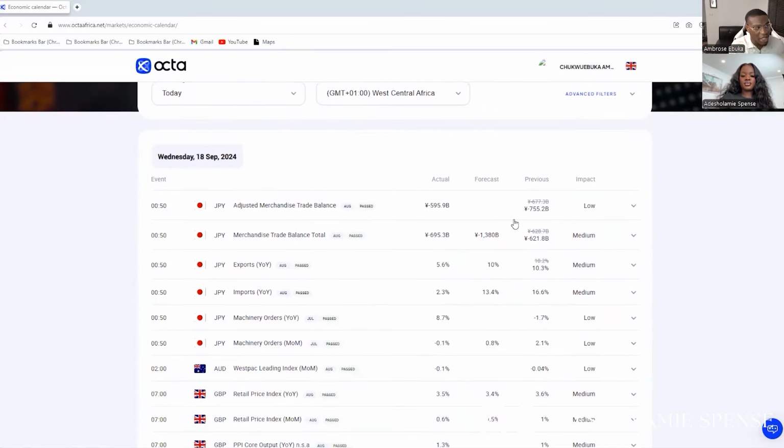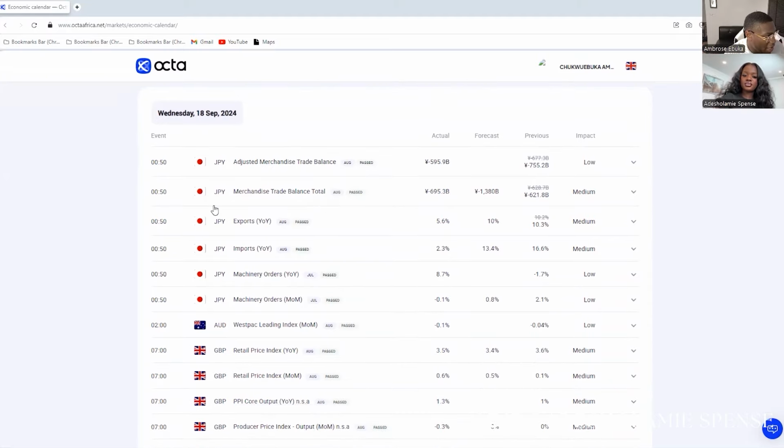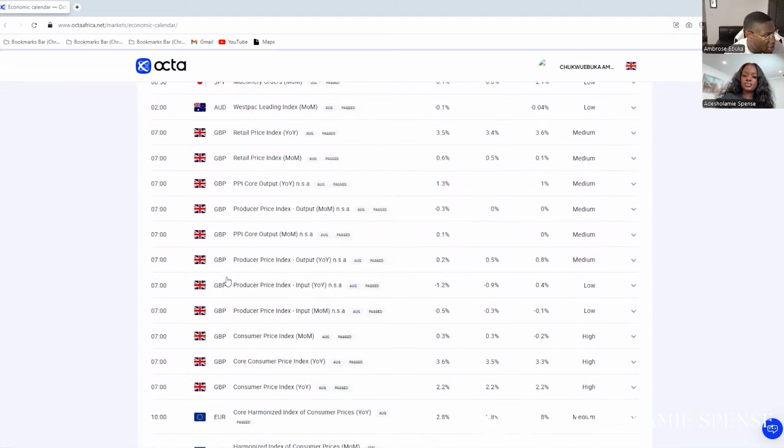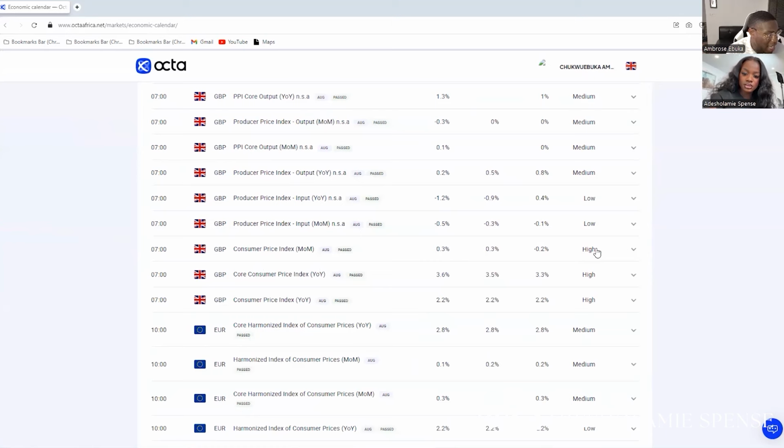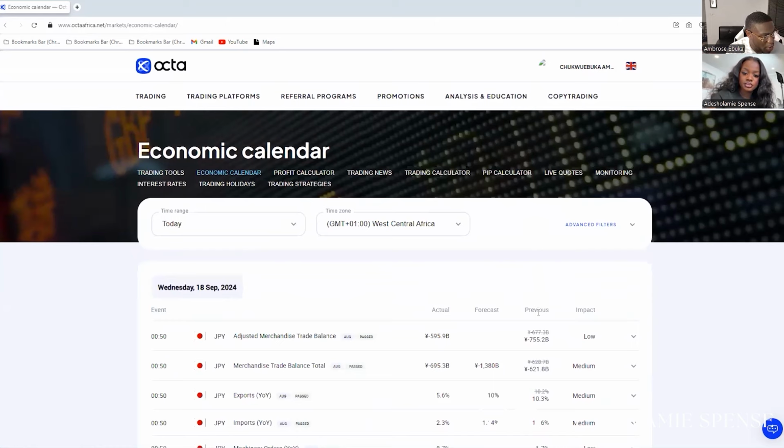Now, how do you read the economic calendar? A brief way to do that: first you need to identify the report and the currency it would be affecting. Let's say, for example, I'm looking at producer price index month over month. MOM is month over month, YOY is year over year. This is a high impact event, so it's going to have a good amount of volatility, and I want to take note of it. Then I look at the consumer price index month over month, which is going to affect the pound. It's a high impact event. I look at the previous report and the forecast, and I wait for the actual report.